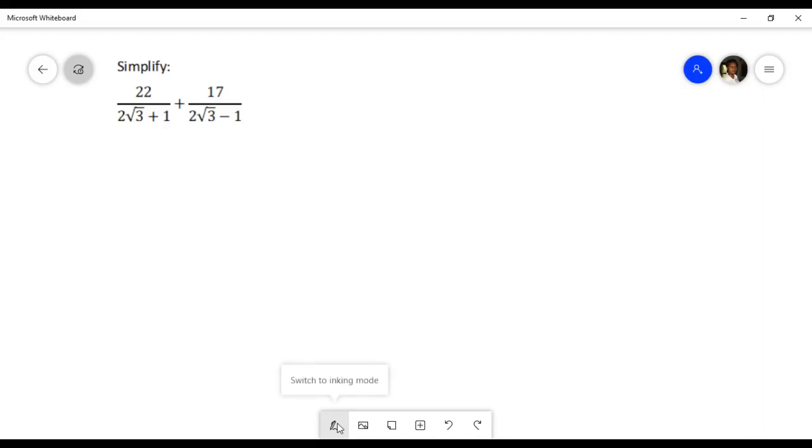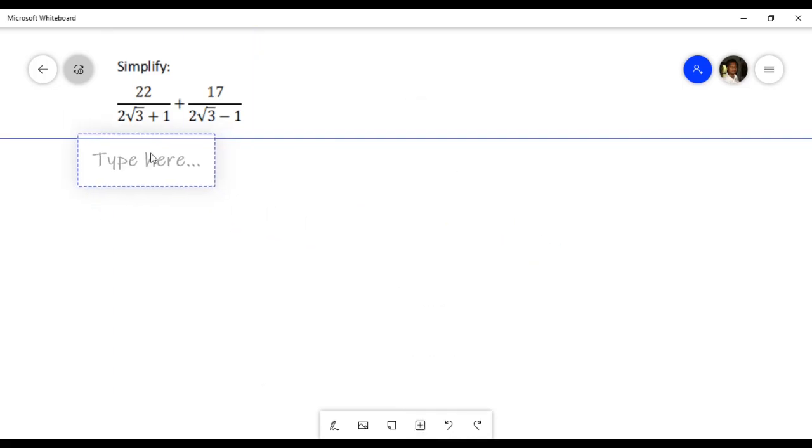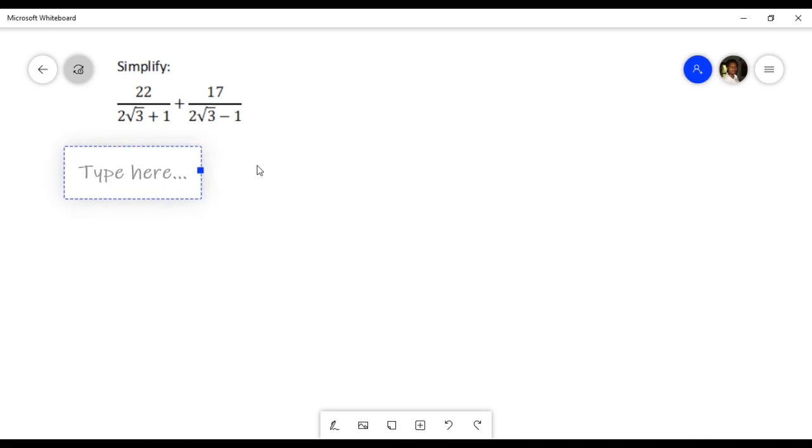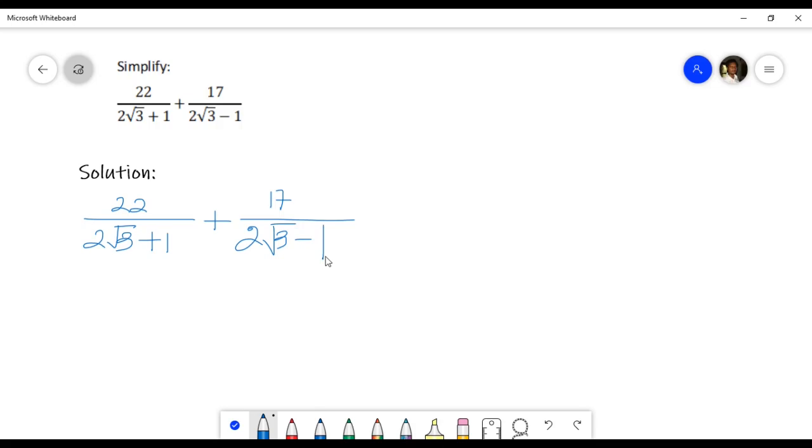Simplify. We'll see how to simplify this expression here: 22 by 2 root 3 plus 1 plus 17 by 2 root 3 minus 1. Let me write down the question for you. 22 by 2 root 3 plus 1, plus 17 by 2 root 3 minus 1. So this is the question.